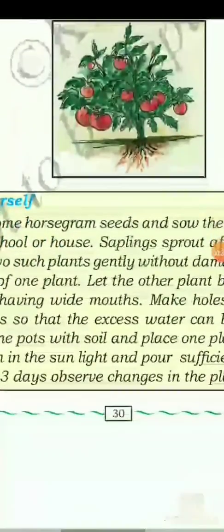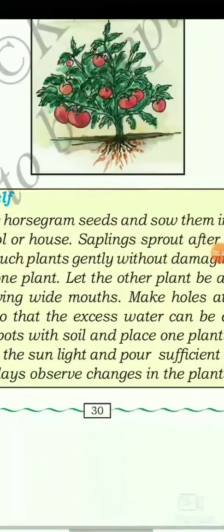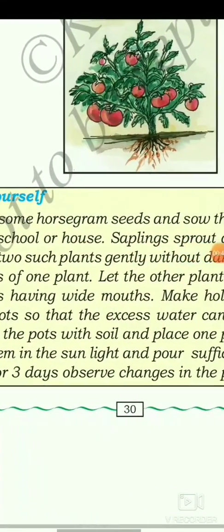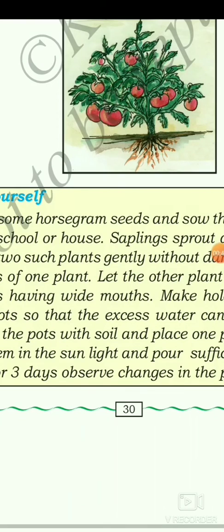Here I am going to teach you an activity. You have to take some horse gram seeds and sow them near your house or in your school ground. Then give some water every day. After a few days you will see that the horse gram sprouts and becomes a plant. After 1 or 2 weeks, gently remove two plants.